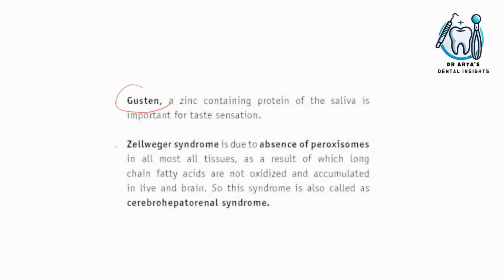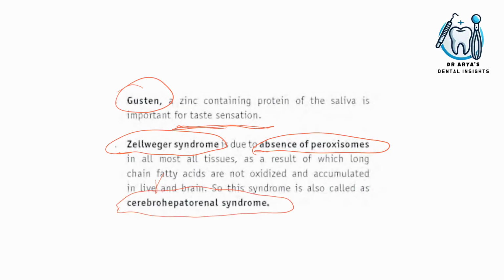Then gustin, it is an important question, that is a zinc containing protein of saliva which is important for taste sensation. Then Zellweger syndrome is due to the absence of peroxisomes in almost all tissues, as a result of which long chain fatty acids are not oxidized and accumulate in liver and brain. So this syndrome is also called cerebrohepatorenal syndrome. So Zellweger syndrome is due to absence of peroxisomes.